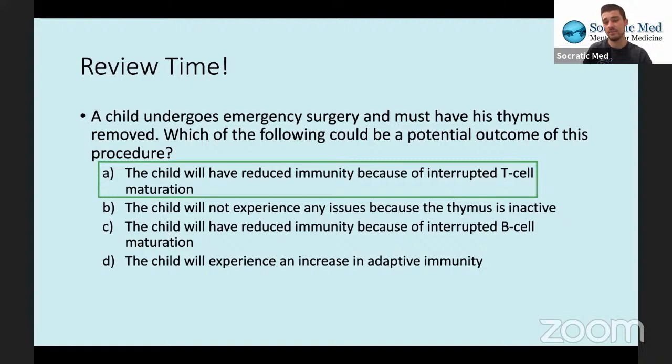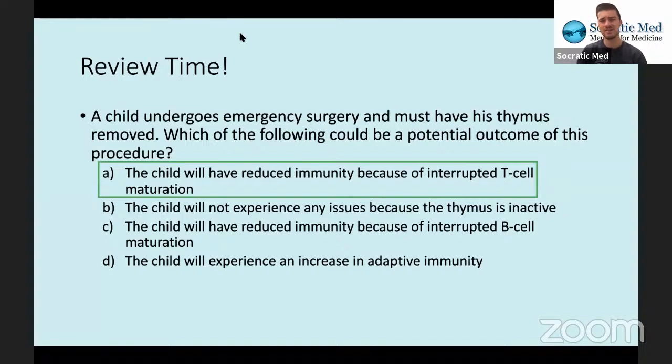That's really what is going to happen, because T cells are still under the process of maturing, and we're still selecting which specific T cells we want to let out into circulation. So if you remove a thymus while that's happening, we're not gonna have mature T cells, and the child would either be immunocompromised, or they would have some sort of autoimmune condition. But they definitely wouldn't experience an increase in healthy working adaptive immunity. It would definitely be not good. So the child will have reduced immunity is the most likely outcome of that situation.